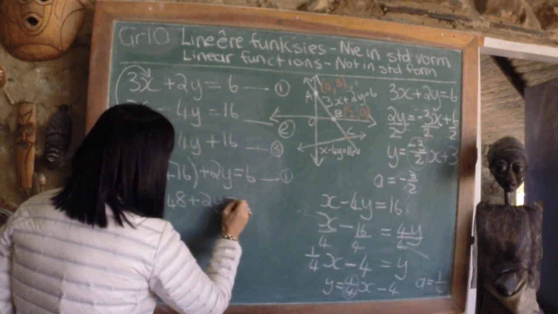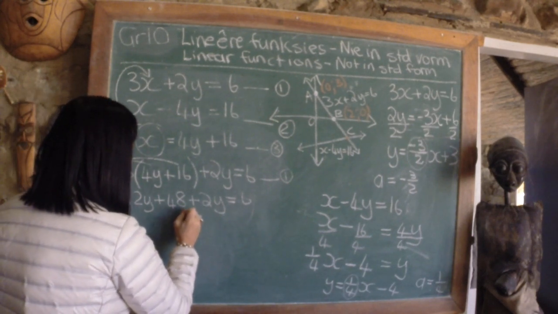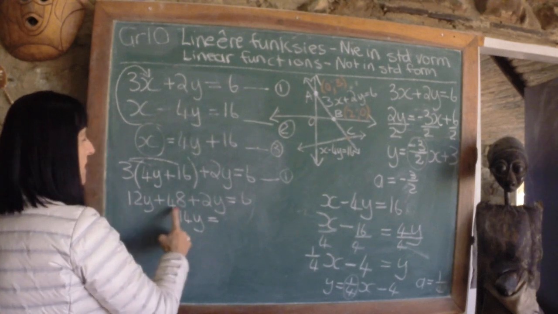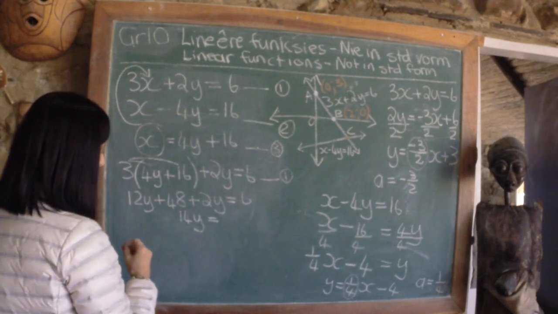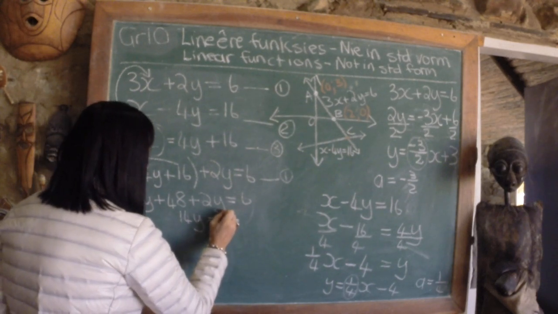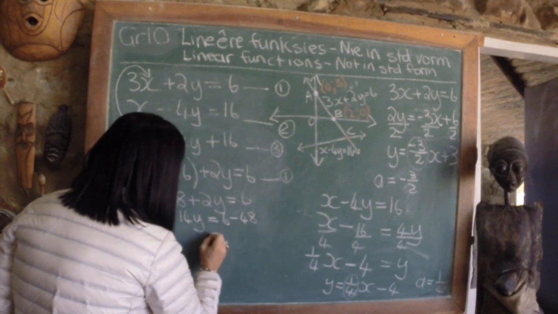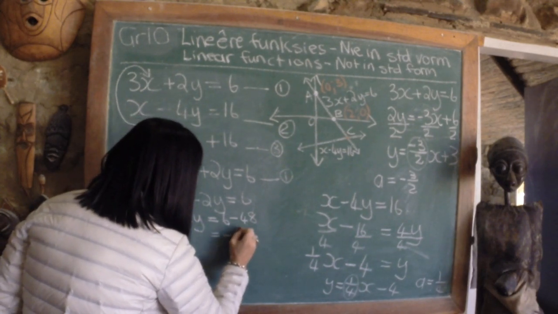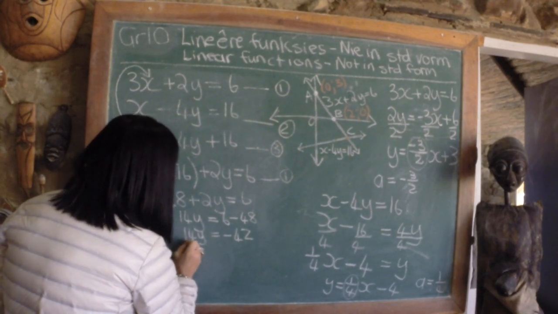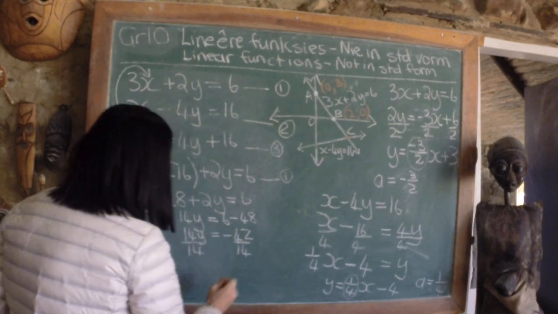En nou kan ons vir y alleen aan die een kant kry, en dan het ons die y-waarde. Dis 14y. If you add the y's, if you take the 48 to the other side of the equals to, it becomes a negative 48. So ek het 6 minus 48, so dit word minus 42. En nou gaan ek sê, ek gaan deel met 14 aan albei kante.